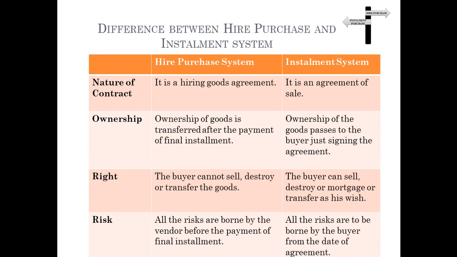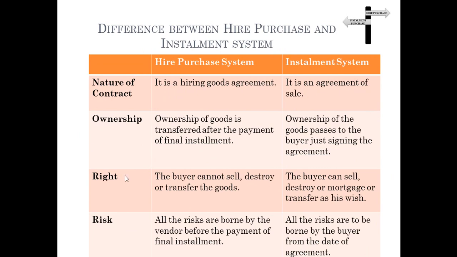Second point, ownership. On the basis of ownership, how is hire purchase system different from installment system? In hire purchase, ownership of goods is transferred to the buyer only after the payment of the final installment. Whereas in installment system, ownership of the goods passes to the buyer just by signing the agreement, paying the down payment and taking the goods. That is the essence of installment system: the buyer becoming the owner immediately after paying the down payment and taking delivery of the goods. That is the speciality of the installment system.